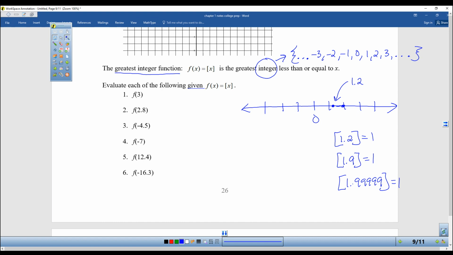So if you're actually at 3 on the number line, 1, 2, 3, then the greatest integer you've reached is 3. If you're at 2.8 on the number line, so you've been going along, you get to 2.8. What was the greatest integer you passed? 2. Or you could just think of it as the birthday rule. On your 3rd birthday, you're 3. When you're 2.8 years old, you tell people you're 2. Let's go down to this one. When you're 12.4 years old, you tell people you're 12. I love the birthday function.